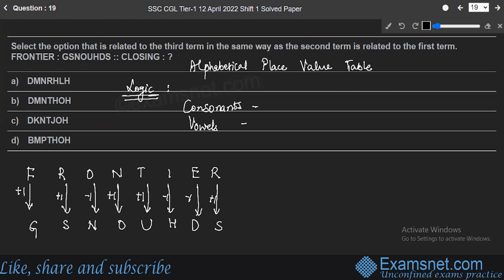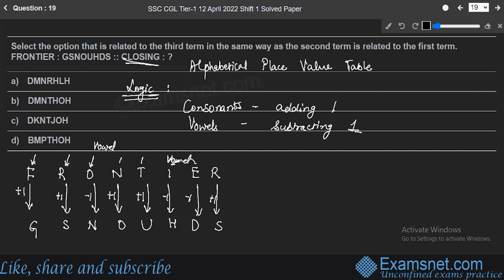And here is a +1. So that means F is a consonant, R is a consonant, O is a vowel. Consonant, consonant, vowel. Again a vowel, so these two are vowels. So whenever I have vowels, I'm subtracting 1, and whenever I encounter consonants, I'm adding 1.